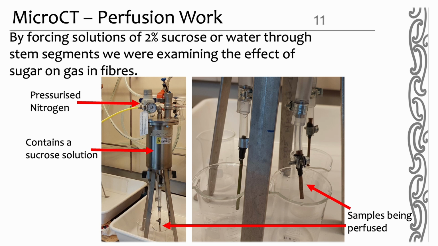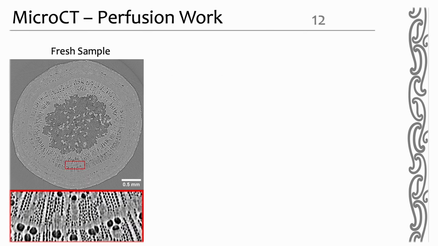This is effectively just a pressure vessel which is pressurized with nitrogen. It contained either a solution of 2% sucrose or just water, and we forced this solution through stem segments that were mounted down the bottom, effectively flushing the vessel content so we could observe the effects of maintaining or removing the sugar within the sap in the vessels.